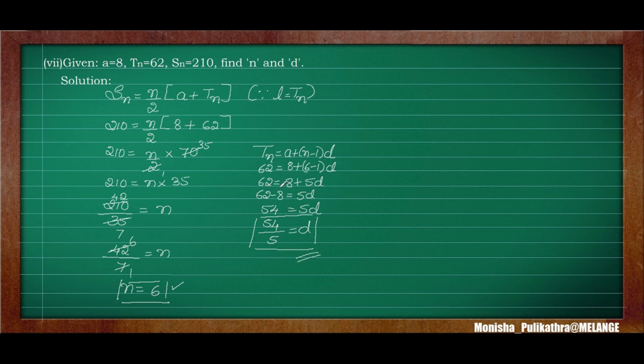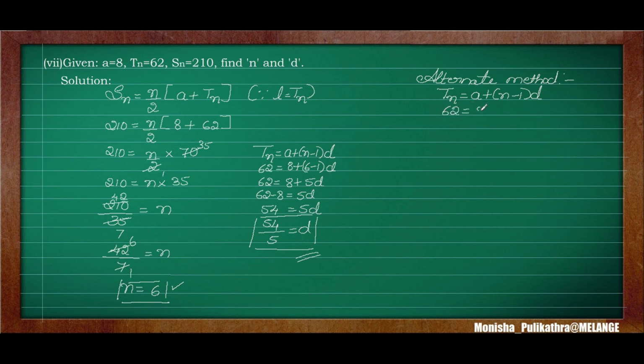Okay, I will teach you one more alternate method that uses both formulas, in case in the board exam this formula does not come to your mind suddenly. So the alternate method is: you write both the formulas. First one is the Tn formula. Tn is a plus n minus 1 into d. So Tn here is given as 62.